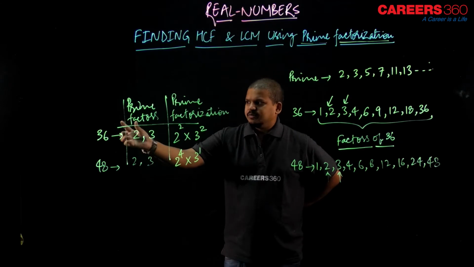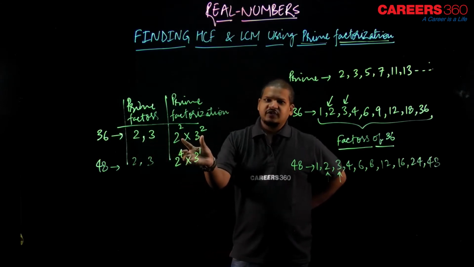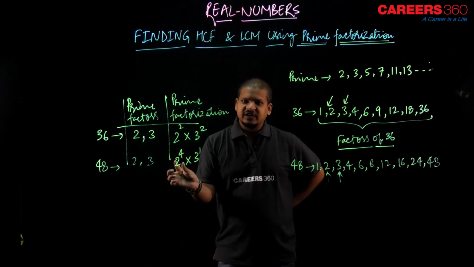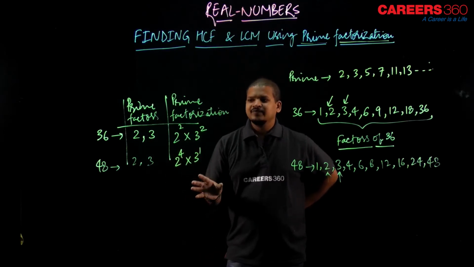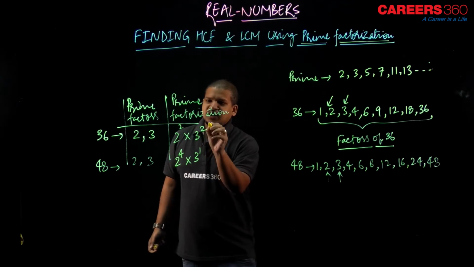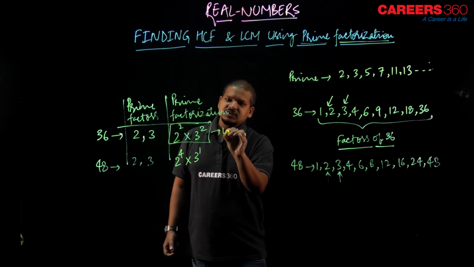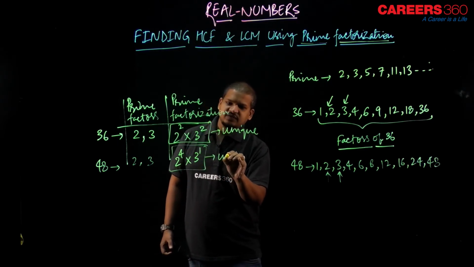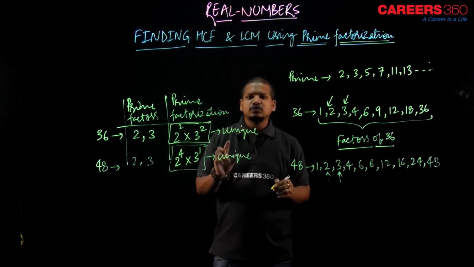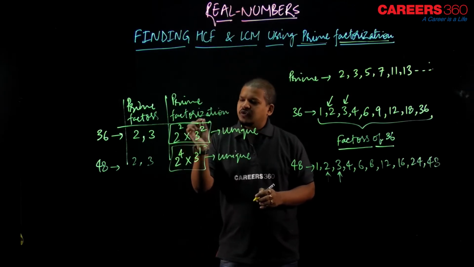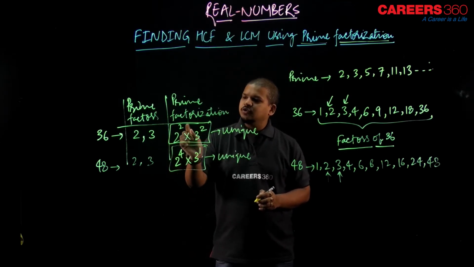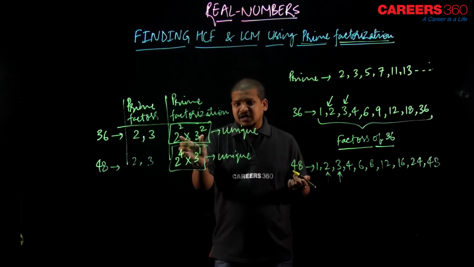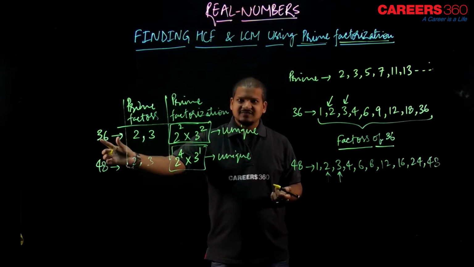So you have to just focus on one rule and one observation: for any number, for example this 36, we have the prime factorization as 2 to the power 2 into 3 to the power 2. We have 48, the prime factorization is 2 to the power 4 and 3 to the power 1. This prime factorization is always unique for the given number. That means that 2 to the power 2 into 3 to the power 2 cannot be the prime factorization of any other number except 36, right?